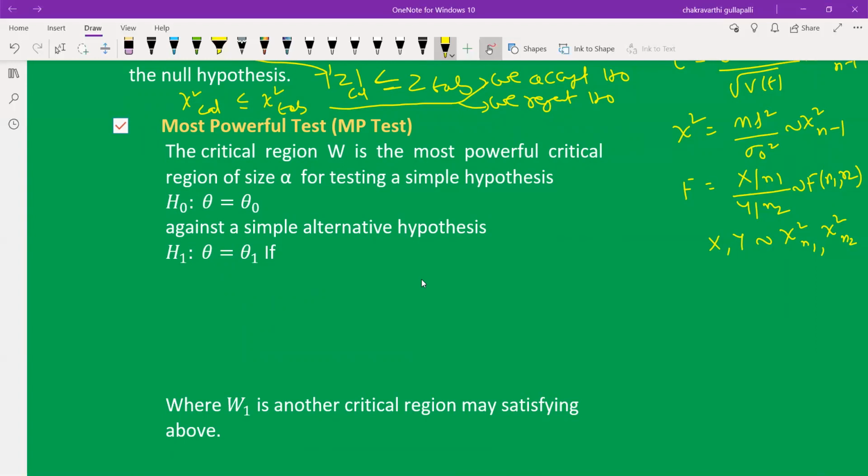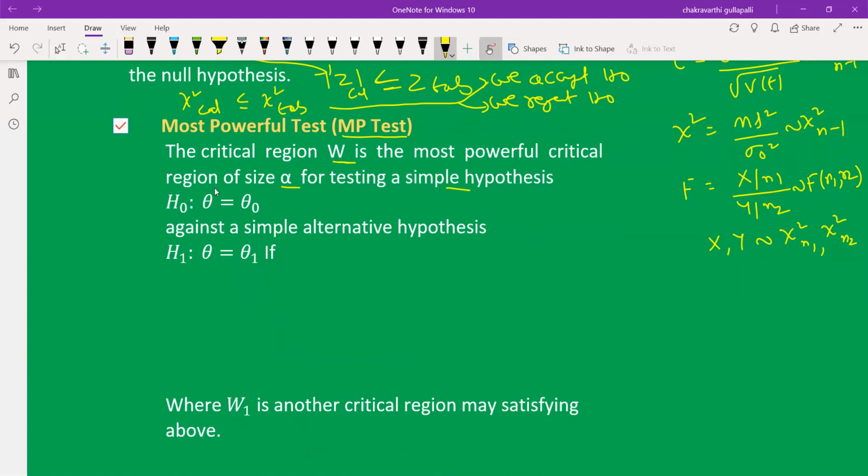The corresponding test is the most powerful test, or best critical region. The corresponding critical region is the best critical region. So now, first of all, most powerful test. Before taking the NP lemma, the most powerful test is called the NP test. The critical region W is the most powerful critical region of size alpha for testing a simple hypothesis.